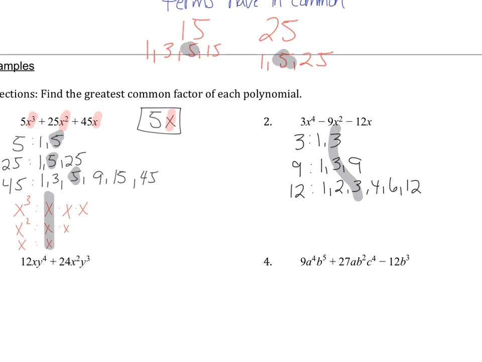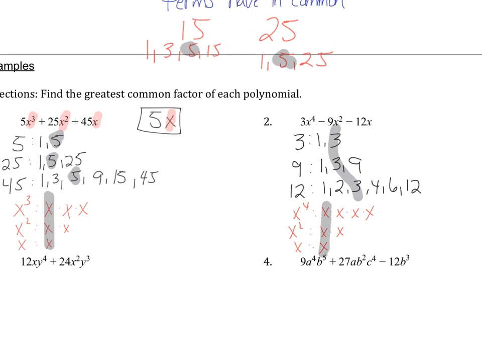So I have my numbers done. Now let's look at our variables, and I'll show you the shortcut again. So if we have x to the fourth, that is x times x times x times x. x to the second is just x times x, and then x would just be x. So my common one of all three of those is just, again, 1x.